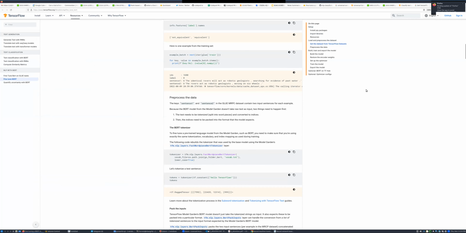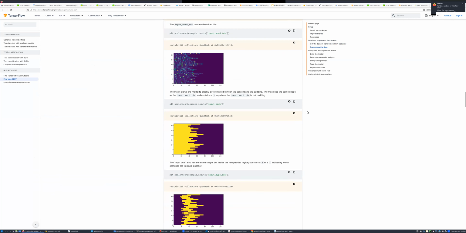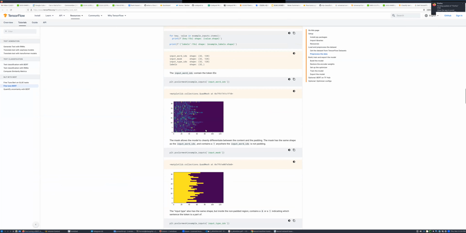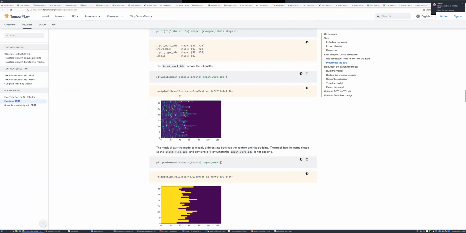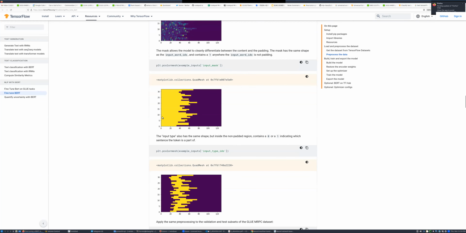Fine-tuning a BERT model. We just talked about this. Oh, here, yeah, that's the picture. That's what I'm talking about. Okay, so you can see this, we have seen it, right? It represents the token ID. So the first thing is you want to map your input sequence into a bunch of integers. That's what you have. And then we have the mask, the input mask.